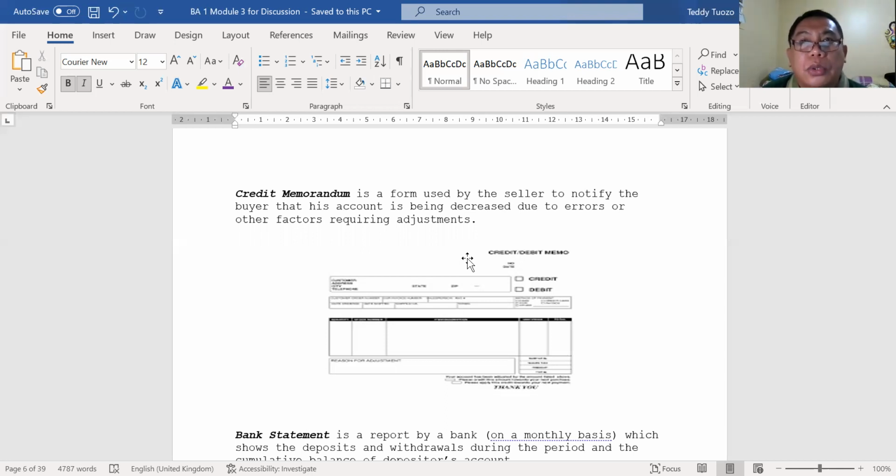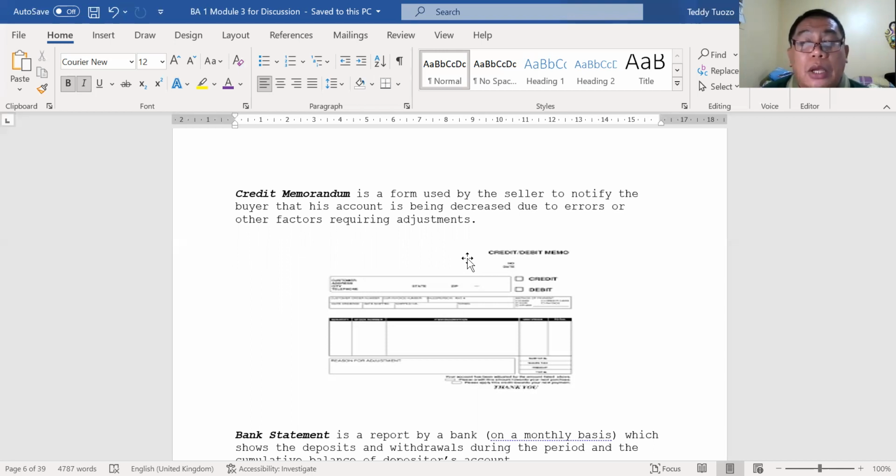So when they are going to reduce your utang with them, or they will deduct a certain amount from your accounts, your obligation to that supplier, they will issue you a credit memorandum. Now, maybe, let's say, there's an adjustment on the delivery of the goods. For example, you claimed that it is defective or expired when it was delivered, no? Then of course, that supplier will issue you a credit memorandum.